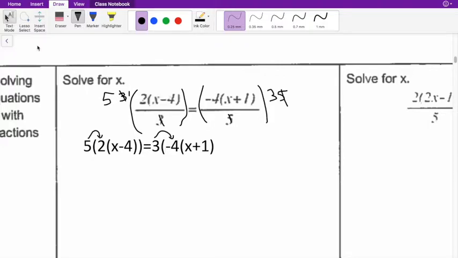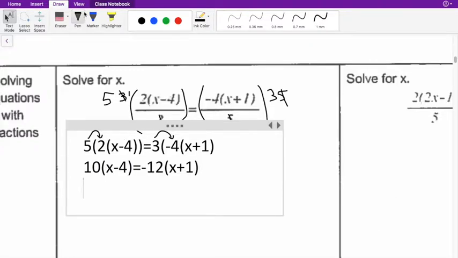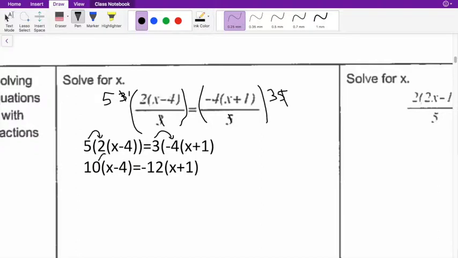So that leaves me with 5 times 2 is going to be 10 outside of x minus 4, which equals 3 times negative 4 is going to be negative 12, bracket x plus 1. So now I'm here. So then we're going to bracket again. Rainbow in again. Rainbow slash distribute. We're going to distribute the 10 and negative 12 throughout the brackets.